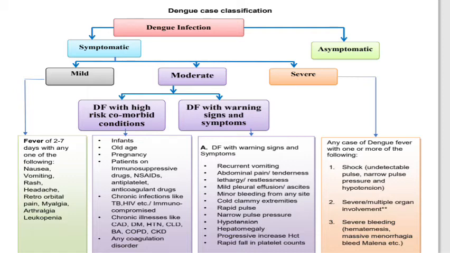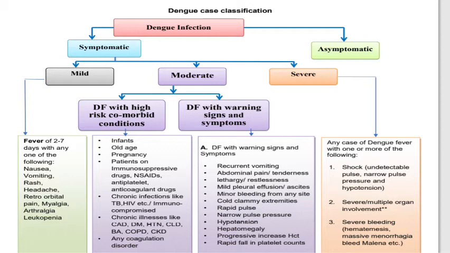Now, the moderate infection can be with high-risk comorbid conditions or with warning signs and symptoms. Comorbid conditions include infancy, old age, pregnancy, patients on immunosuppressants, on anticoagulant drugs, patients with chronic infections like TB, HIV, with chronic illnesses like diabetes mellitus, hypertension, chronic kidney disease, or any coagulation disorder.